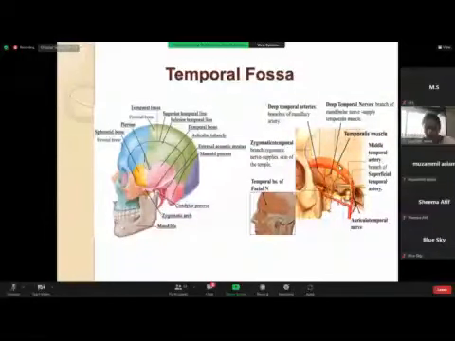Now we have the muscular groups present in the head and neck region. We have 7 main groups of muscles. These are the muscles of facial expression. We have the muscles of mastication. We have the muscles of the tongue and soft palate. We have the muscles of the floor of the mouth, muscles of the pharynx, and muscles of the neck. Now, starting with the muscles of facial expression.